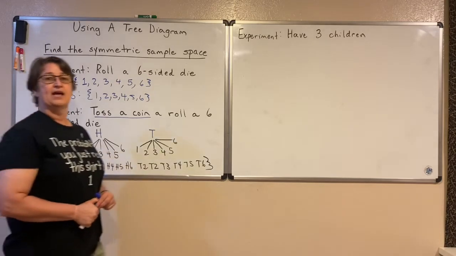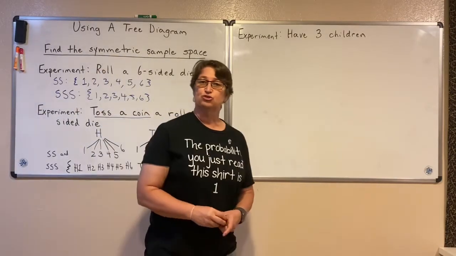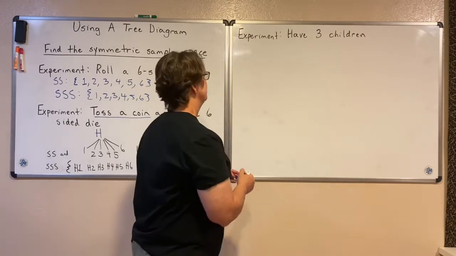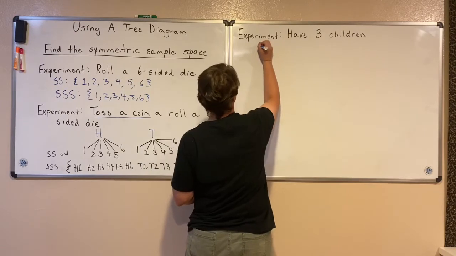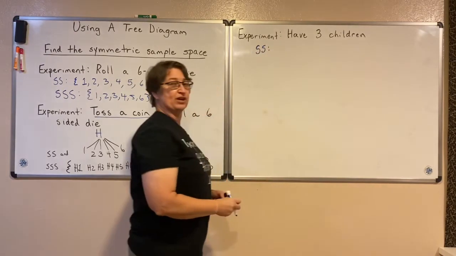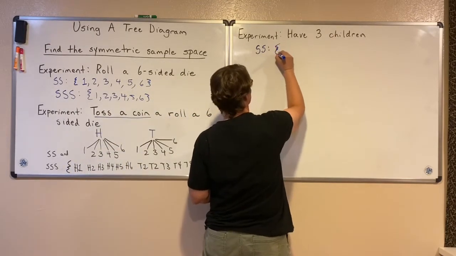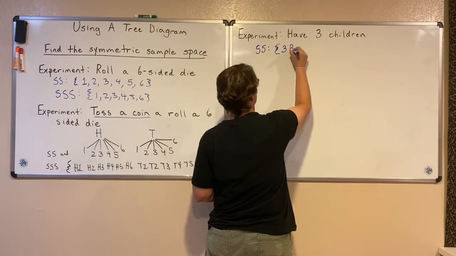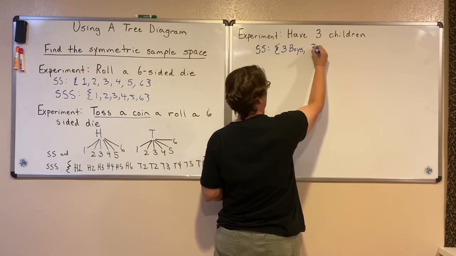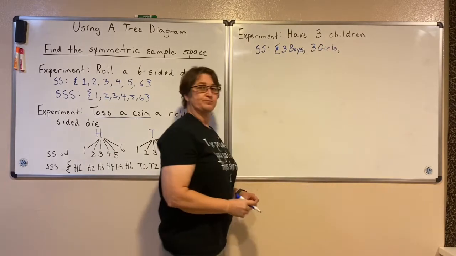Let's look at if I have 3 children. I decide I want to have 3 children. What are my possible outcomes? Well, let's just look at the sample space for a second. If we think about my options, I could have all 3 boys. So 3 boys is one possibility. Another possibility is to have all girls. So I could have 3 girls.